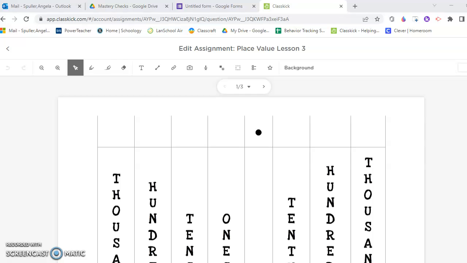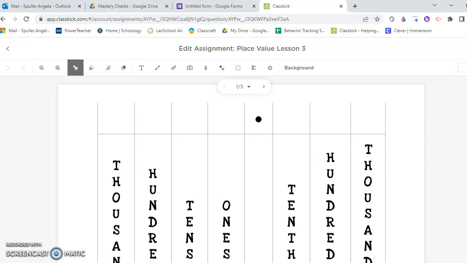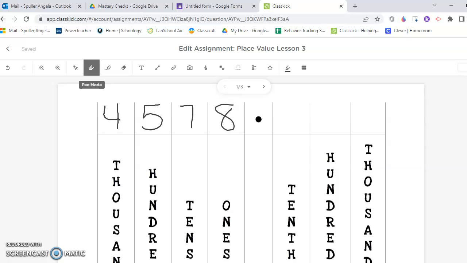Now, in the first lesson, we went to the millions, and then in the second lesson, we went to the 100 millions. Now, this lesson, we're going to go the opposite way. So, I want to build a number with you. Everybody fill in your paper with this number here.